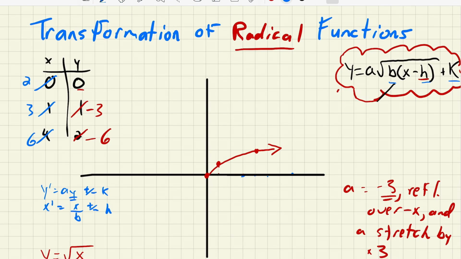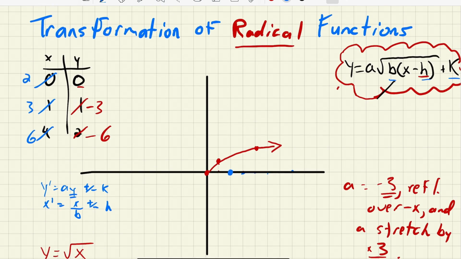Now all we do is we plot these new points. So where x used to be 0, now it's going to be positive 2. So we're going to plot our first point over here. Secondly, where x is 2, y is 0, sorry, we already plotted the point. Now we're going to go to where x is 3, y is going to be negative 3. So we're going to go 3 over here, and then move down 3 units. 1, 2, 3.